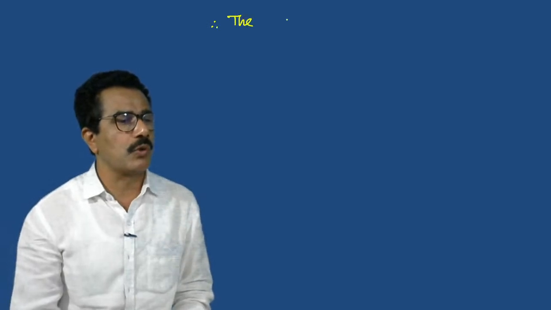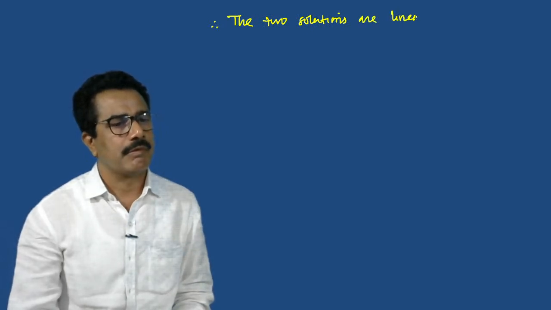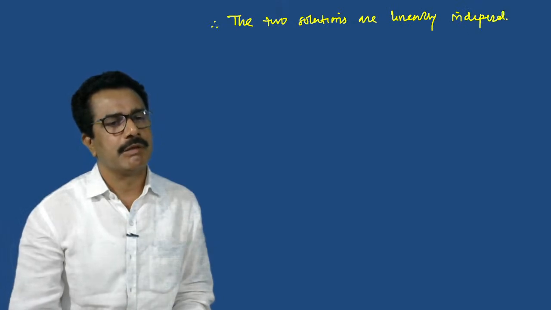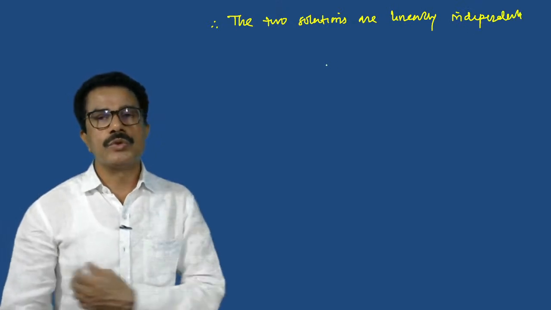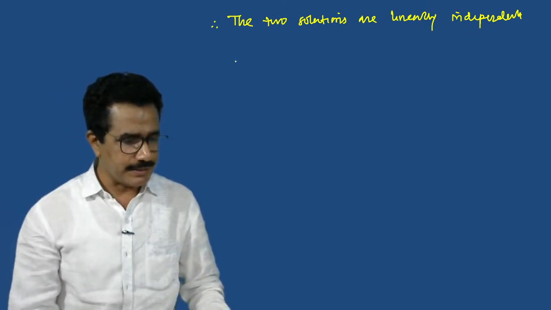Therefore the two solutions are linearly independent. Two solutions are linearly independent. Okay, now see this.